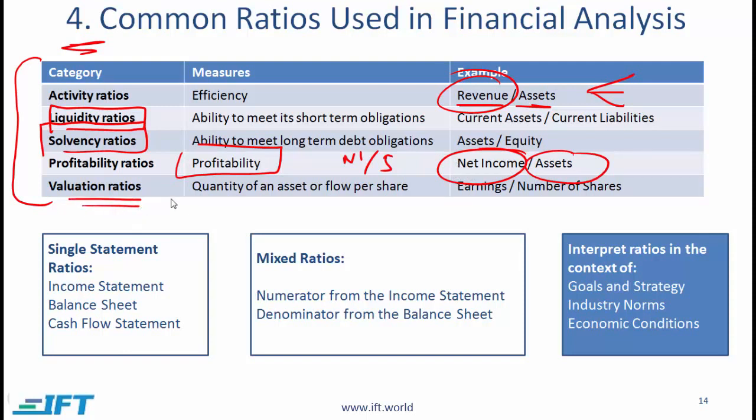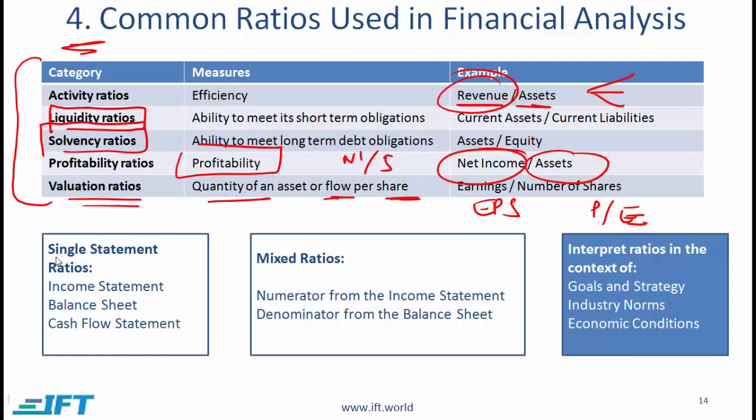Valuation ratios we will touch briefly in this reading, but we will see in a lot more detail later when we study equity and fixed income. Essentially here we are looking at the quantity of an asset or a flow on a per share basis. A classic example would be EPS, or we might also have ratios such as price to earnings ratios.